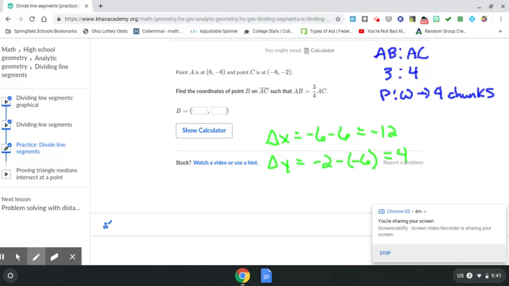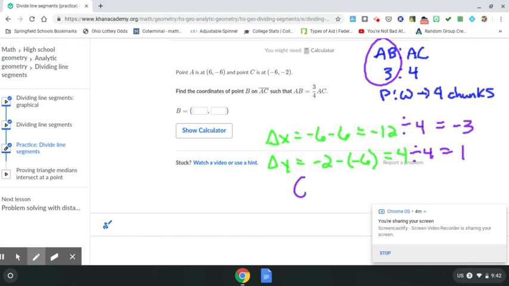Okay, so now it's broken up into 4 chunks. So let's go back to here and let's divide by 4, divide by 4, and this gets me -3, and this gets me 1. So to go from one chunk to the next, I have to go left 3, up 1. So I need to travel along 3 of these to get from A to B. Well, let's make it easier on ourselves. Rather than going from A to B, let's go from C back to A or back to B.